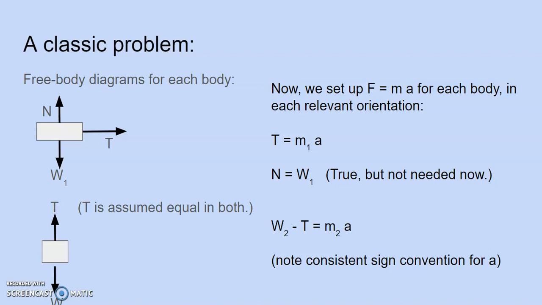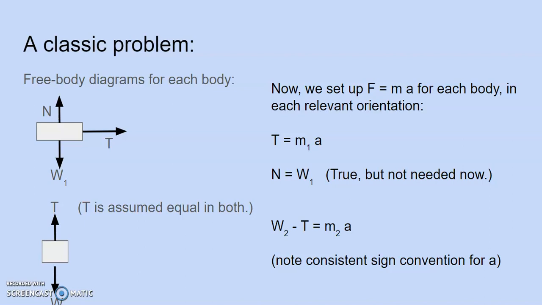Weight's pulling down, tension's holding it back. Weight 2 minus tension equals m2 times a. That's still F equals ma. It's the sum of the forces because there's two forces acting on it. That equals m2 times a. Note, by the way, that there's no friction with the hanging weight because it's not in contact with anything.